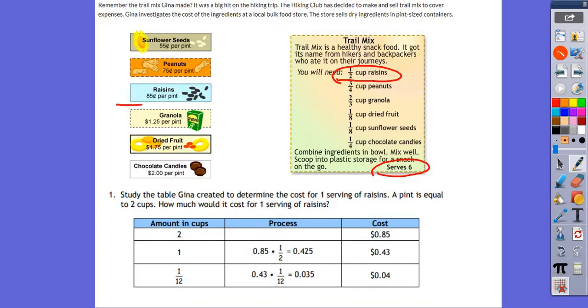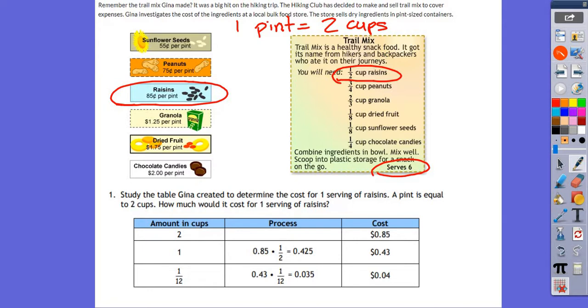Well, raisins is here. It says 85 cents per pint. Well, 1 pint equals, anybody know how many cups? 2. Equals 2 cups. So when I first looked at this table of Gina's work, I was like, where'd she get 2 from? But then I realized 2 cups equals a pint. So 1 pint represents 85 cents, because that's what my cost of raisins was, correct?